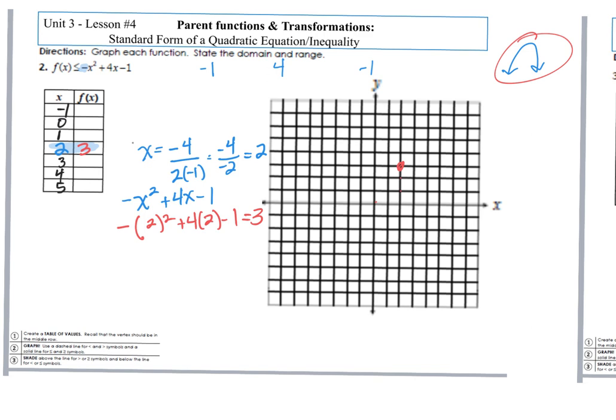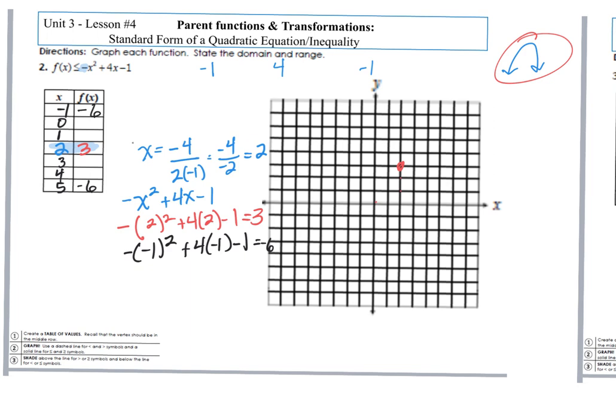Okay, now we're going to start by plugging in negative 1. So we have negative sign, and then negative 1 squared plus 4 times negative 1 minus 1. And that equals negative 6. Okay, now if that top one's negative 6, so is the bottom one. We can do our symmetry now if we want.